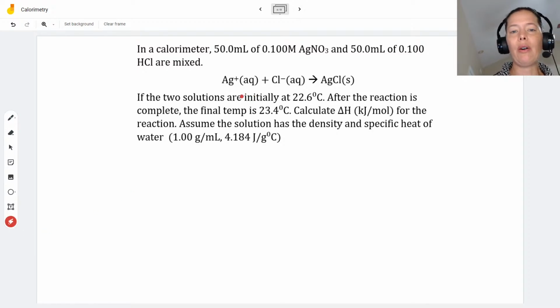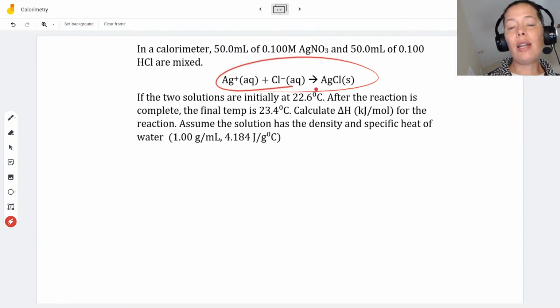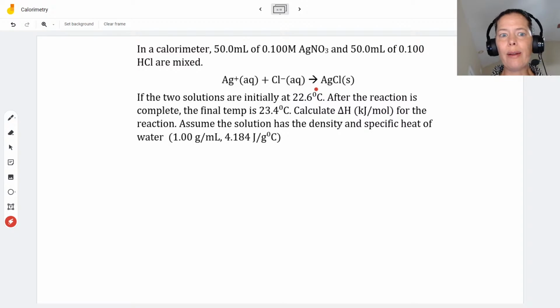We're talking about reactions. So let's just go ahead and read the problem. So in a calorimeter, we have 50 milliliters of a 0.1 molar solution of silver nitrate and 50 milliliters of a 0.1 molar solution of hydrochloric acid. And we have mixed them. Here is our net ionic equation. So we're making silver chloride. If the two solutions are initially at 22.6 degrees, after the reaction is complete, the final temperature is 23.4. So we want to calculate delta H, and that's in kilojoules per mole, for the reaction. So we are calculating enthalpy here.